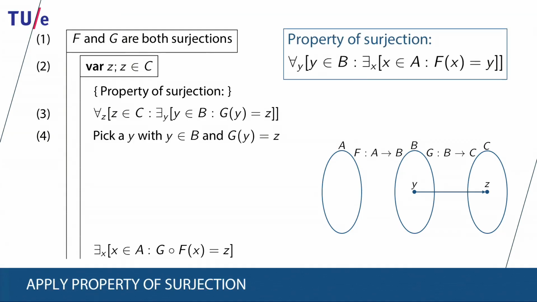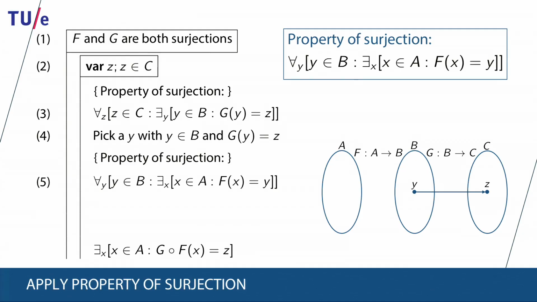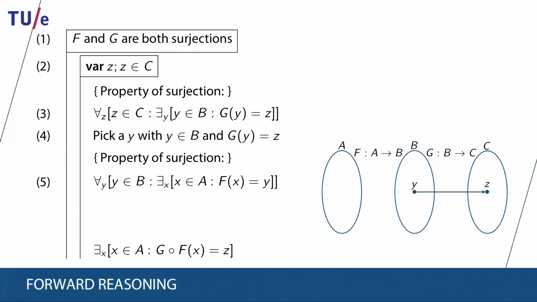Another application of the property of surjection, this time for F, yields that for all Y in B, there exists an x in A such that f of x equals y. We have a y in B with which we can eliminate the universal quantification and then get, also with an application of existential quantification elimination, an x in A such that f of x equals y. It remains to combine all the available facts.